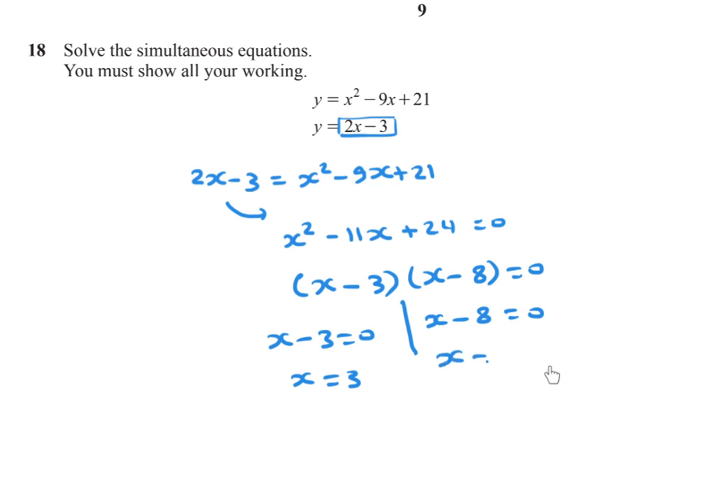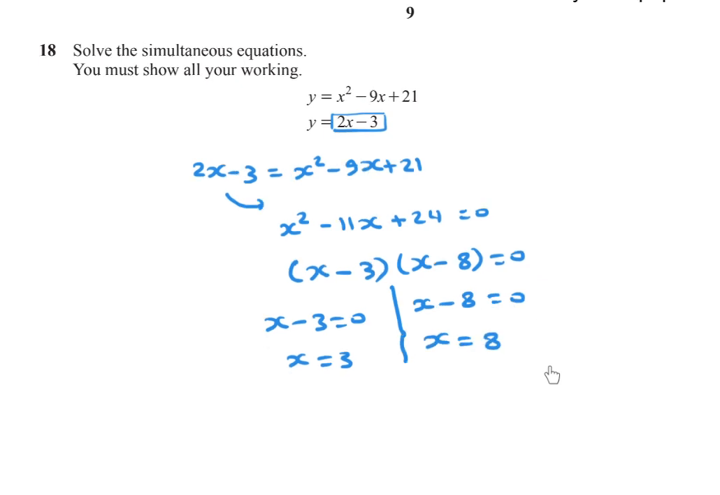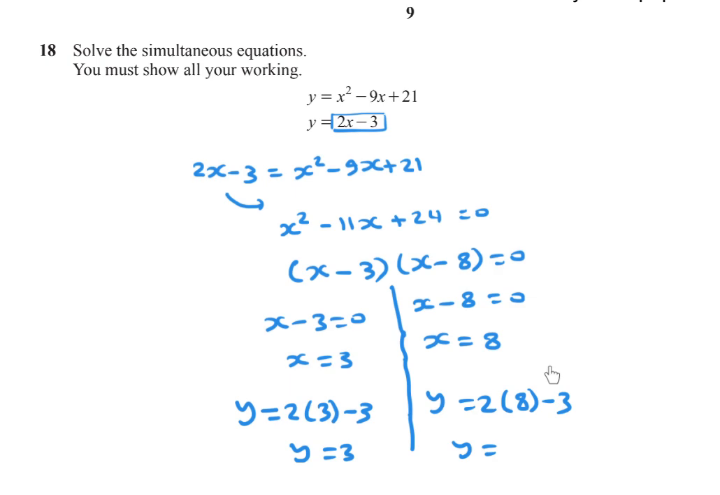So x equals 8. Now for each value of x, we need to find the value of y. If x equals 3, y equals 2 multiplied by 3 minus 3, which is 6 minus 3, so y equals 3. And if x equals 8, y equals 2 times 8, 16, minus 3, which is 13, so y equals 13.